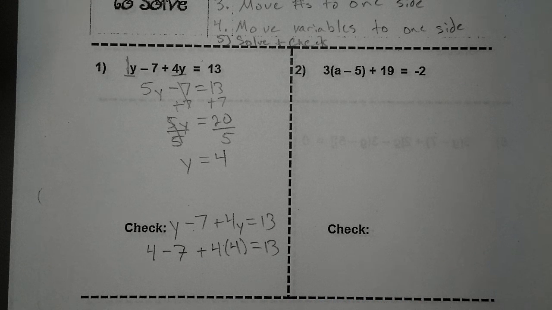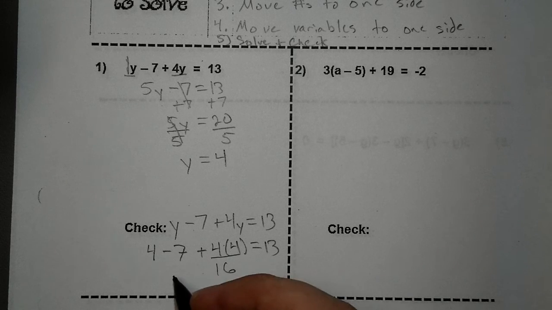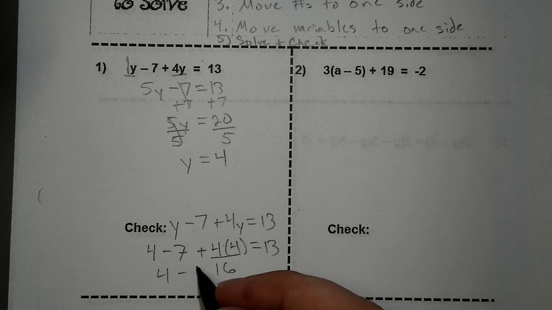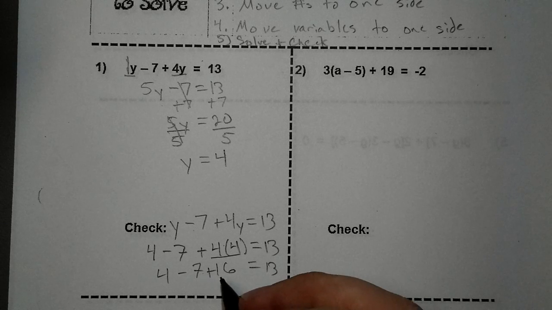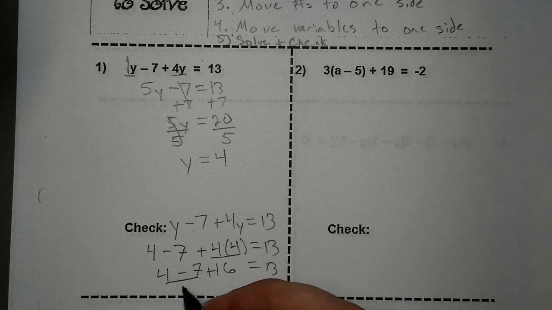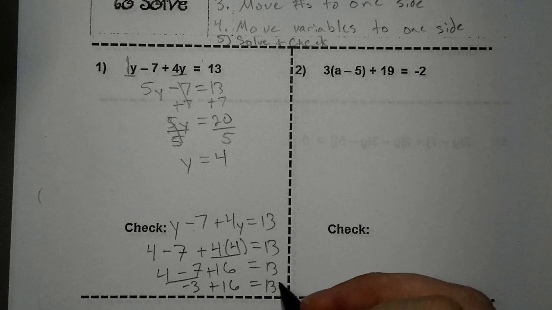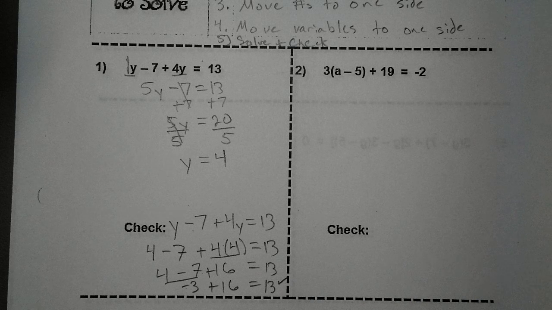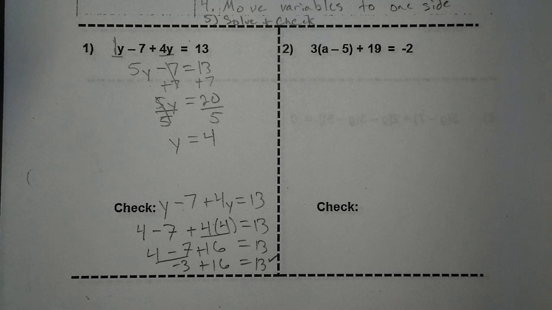And now we just go through and solve it. Either put it in your calculator or work it out by hand. 4 times 4 is 16. 4 minus 7 plus 16 should equal 13. 4 minus 7 is negative 3. Negative 3 plus 16 does give you 13. So I just checked it. And here's where I'm going to push pause to keep the video short. We're going to work out number 2 in just a moment.